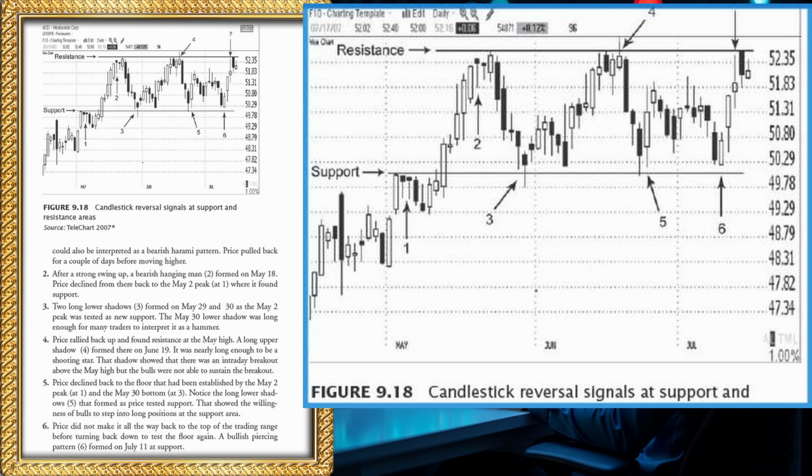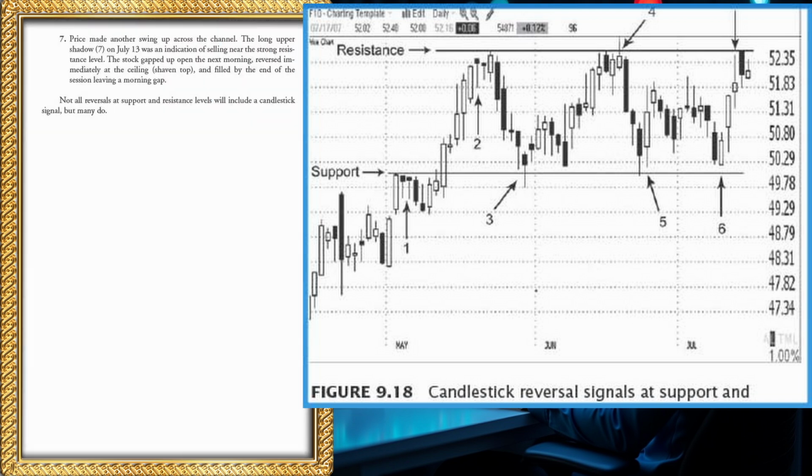6. Price did not make it all the way back to the top of the trading range before turning back down to test the floor again. A bullish piercing pattern (6) formed on July 11th at support. 7. Price made another swing up across the channel. The long upper shadow (7) on July 13th was an indication of selling near the strong resistance level.